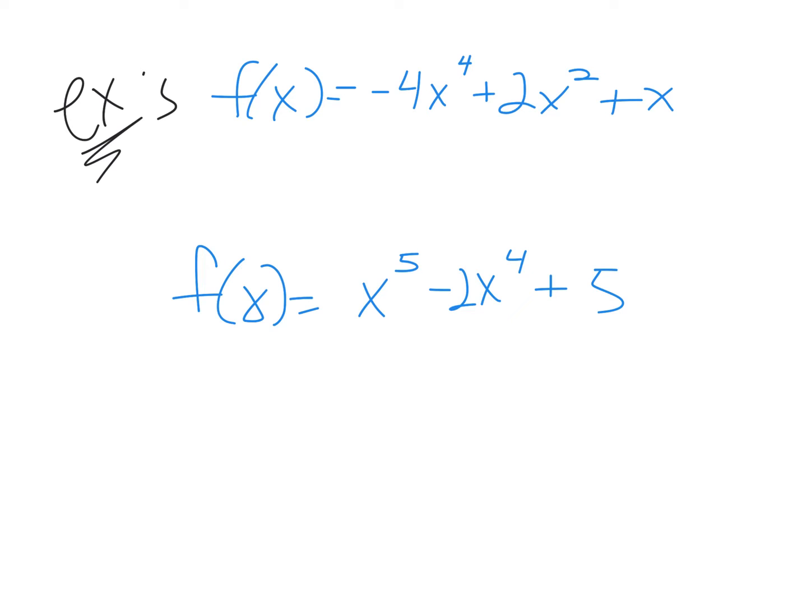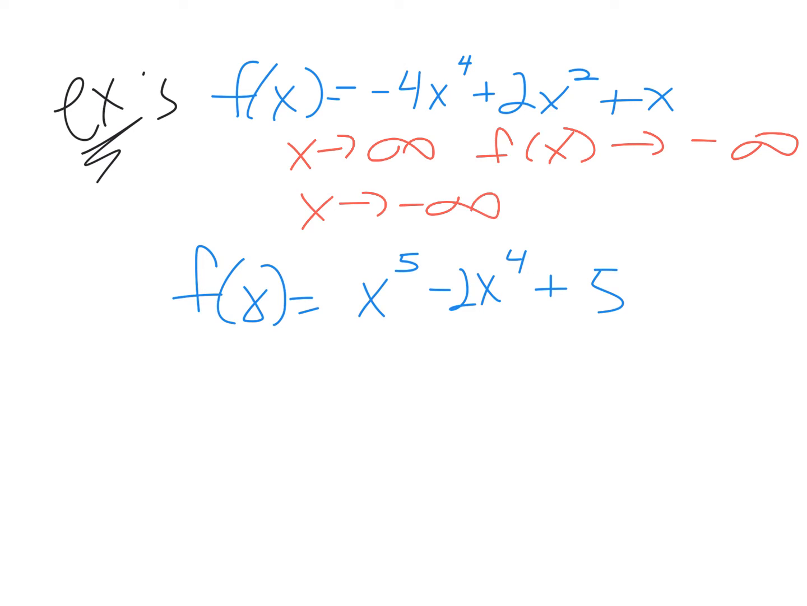So let's find the end behavior of these two polynomial functions. First one up top here, we've got an even and we've got a negative. So even and negative, as x goes to infinity, f of x will be going to negative infinity because it's even and it's negative. As x goes to negative infinity, the output will also be going to negative infinity. Remember, look at your even and negative.